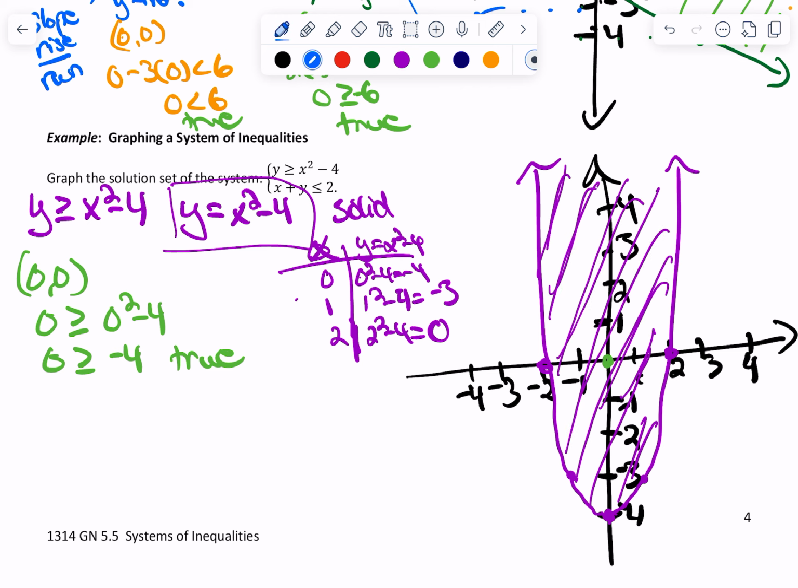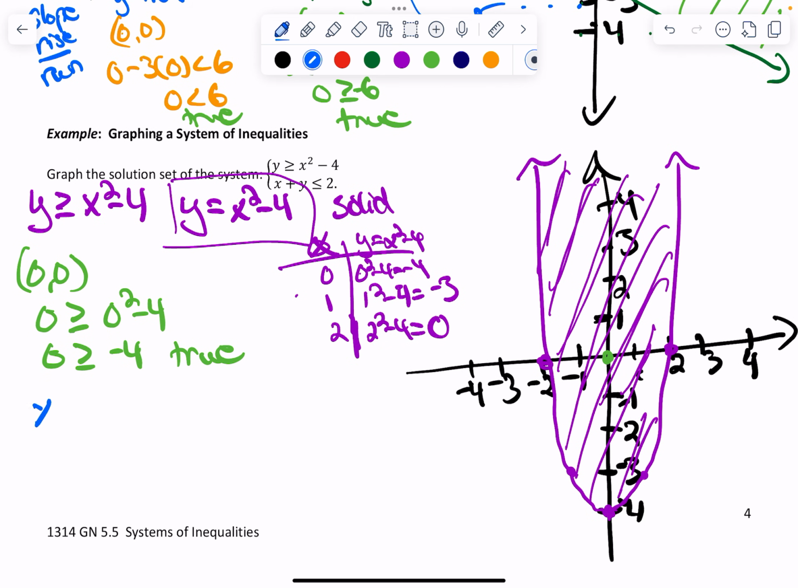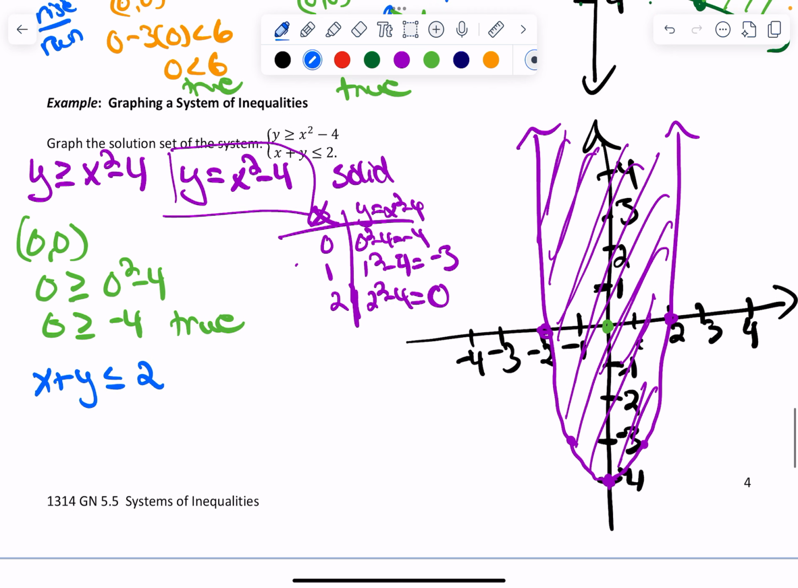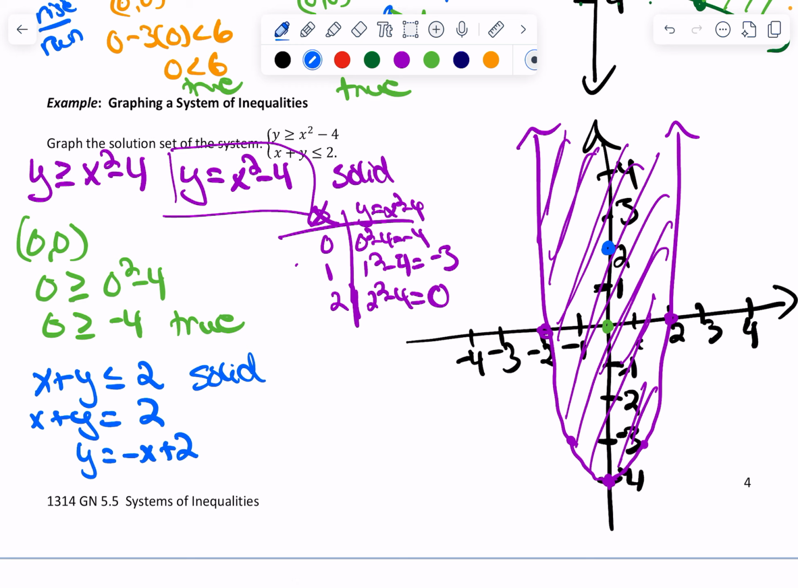Okay, let's go ahead and take the second one, which is x plus y is less than or equal to 2. Again, this one's a solid as well. X plus y equals 2. So y equals -x plus 2. Y-intercept is 2. We're going downhill because it's a negative. So we're going down 1 and to the right 1. Down 1 and to the right 1. And again, a solid line. Something like this.